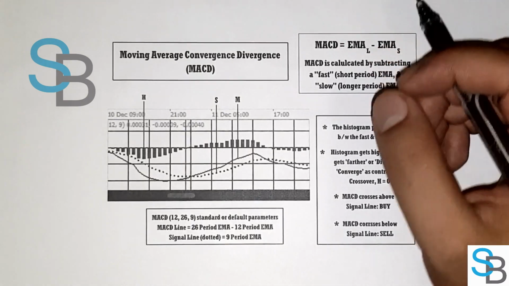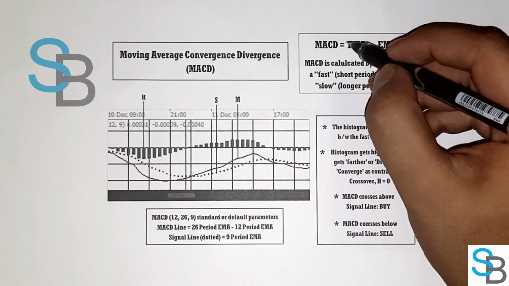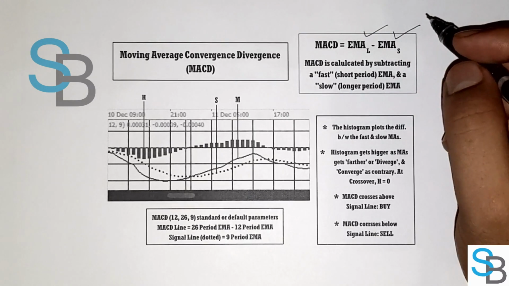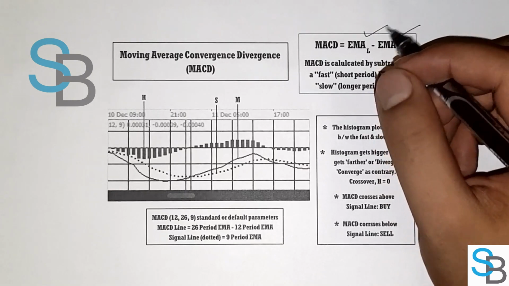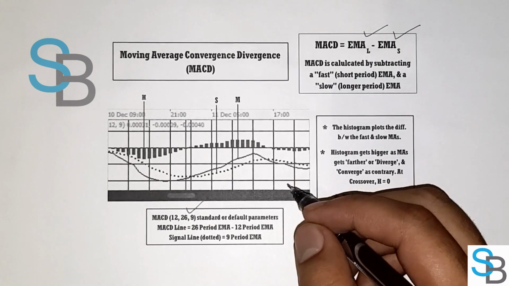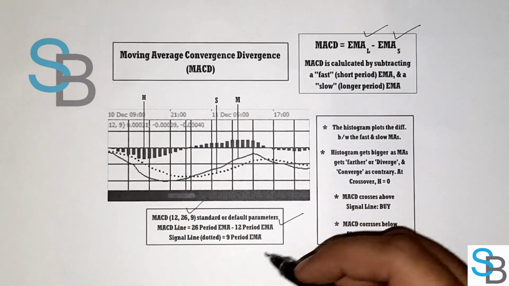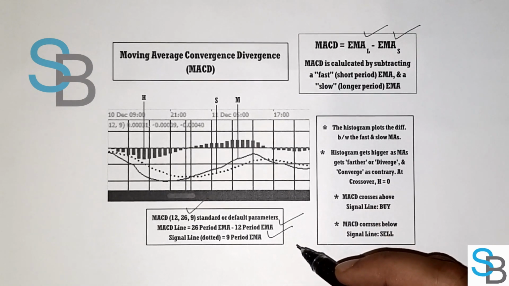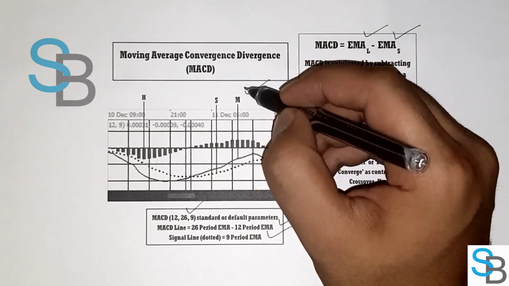Moving average convergence divergence or MACD is calculated by subtracting a fast short period EMA and a slow longer period EMA. When you open MACD on MetaTrader, the standard or default periods are set to 12, 26 and 9, where the MACD line is the difference between the 26 and 12 period EMA and the dotted signal line is just the 9 period EMA.